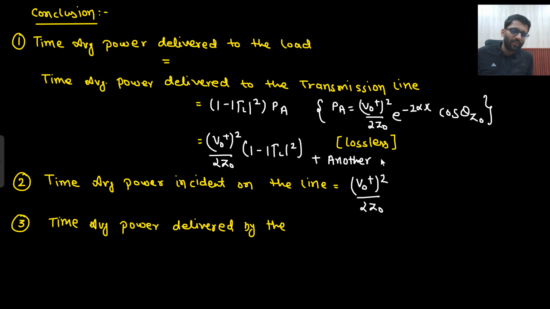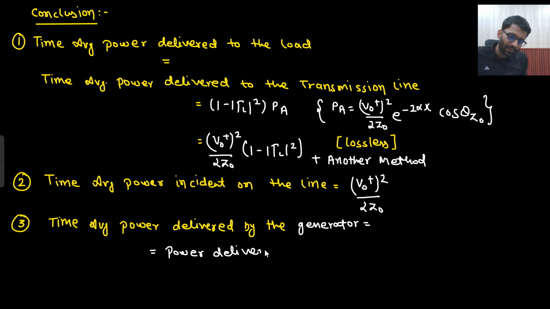So here I am writing another method. And what is the time average power delivered by the generator? That will simply be equal to the power delivered to the line plus the power dissipated in Zg.